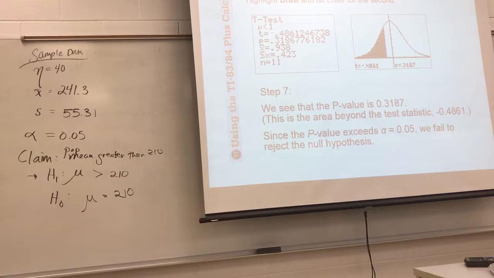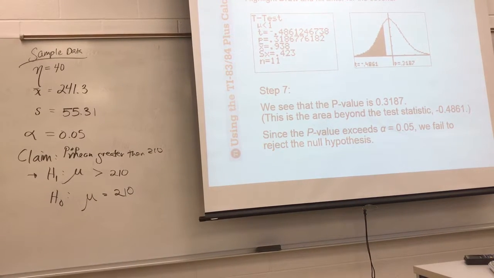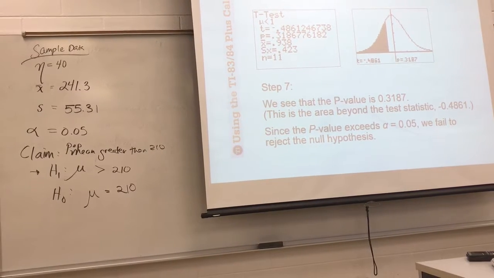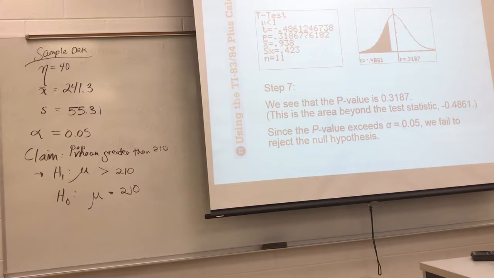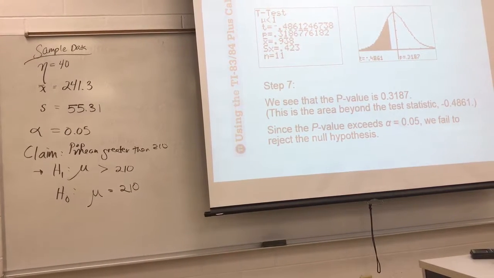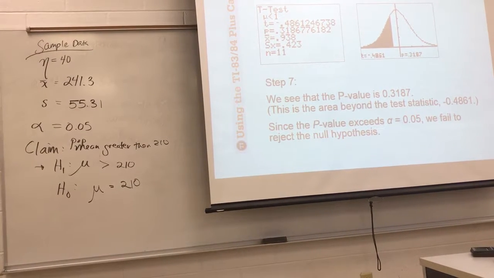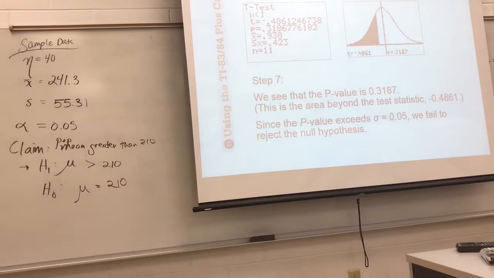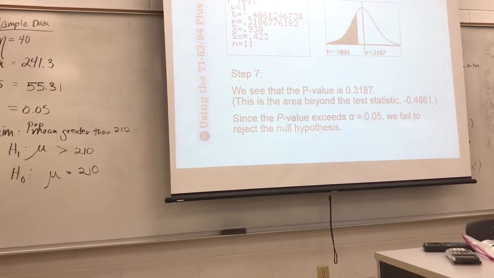The p-value is a 31% or 32% chance of getting this sample data under the assumption that the null hypothesis is true. So it's probably true, we don't really know. We fail to reject it. So we fail to reject the null hypothesis, so we cannot support H1.